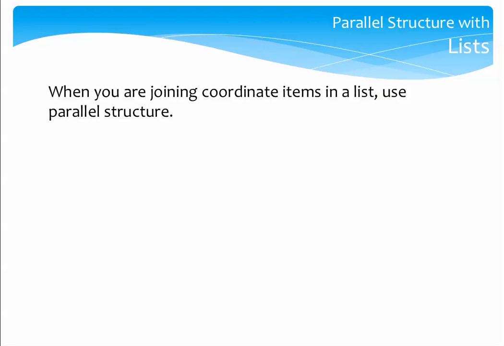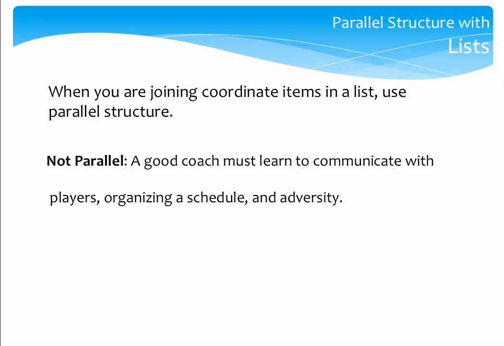You also need to use parallel structure when you're joining coordinate items in a list. So here's an example sentence. A good coach must learn to communicate with players, organizing a schedule, and adversity. Now for me, I can easily hear how this sentence is off in some way. And the reason this is off is because the items being joined in the list are not parallel. It doesn't make sense to say a good coach must learn adversity. Why would a coach learn adversity? So again, we draw our little triangle underneath the conjunction. Then we look for the elements being joined: to communicate with players, organizing a schedule, and adversity. Just to see what we're working with, let's go ahead and label each of these parts. To communicate with players is an infinitive phrase.